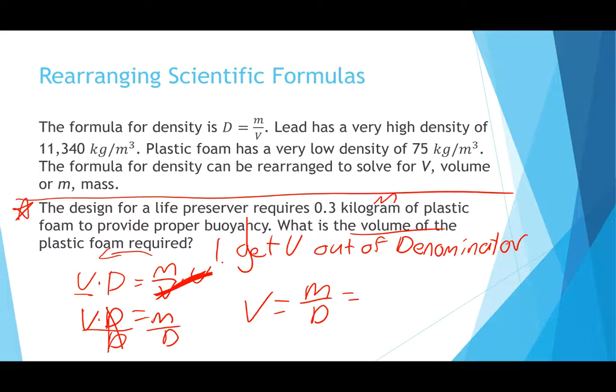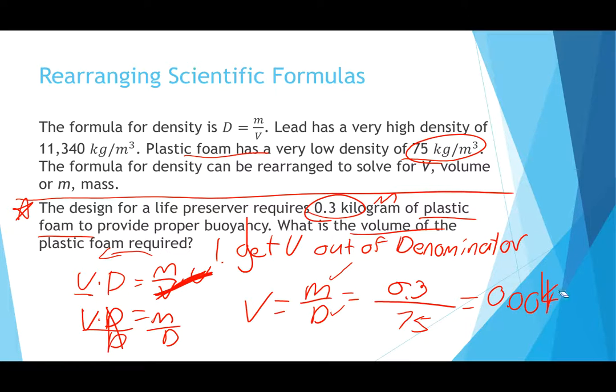But anyway, we still need to solve for V. So we need to plug in our numbers. We need to plug in our mass and our density. Our mass is 0.3 kilograms. So we're just plugging in 0.3. And now we need density. Now this is for plastic foam because it's a life preserver. Our plastic foam has a density of 75. So we're just doing 0.3 divided by 75, and that is 0.004 as an answer. And that is our mass. No, that's our volume. I apologize.